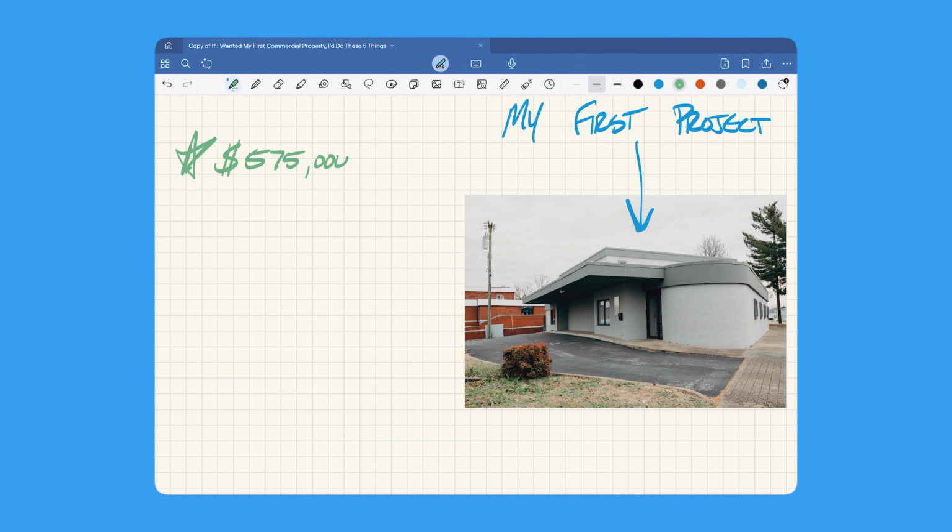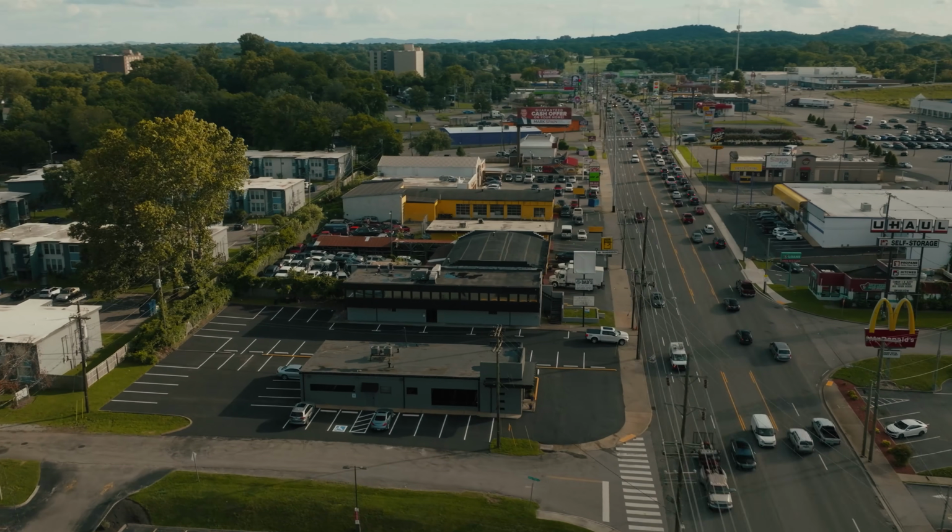Start smaller with a deal. You don't have to go do a $15 million development for your first project. My first one was a $575,000 office building. Underwriting and doing these deals is just like working out. The more you do it, the better you get at it. So start small, make it happen, make it easier on yourself.